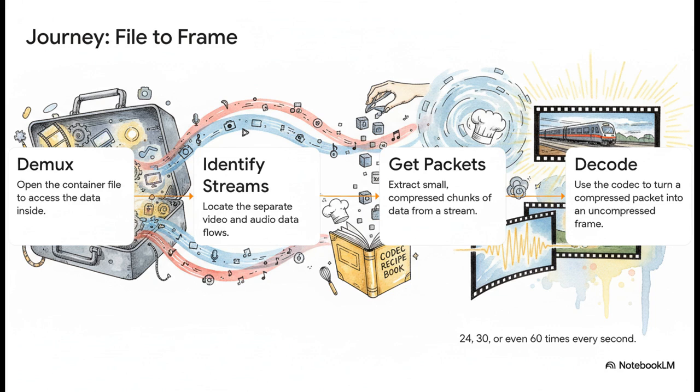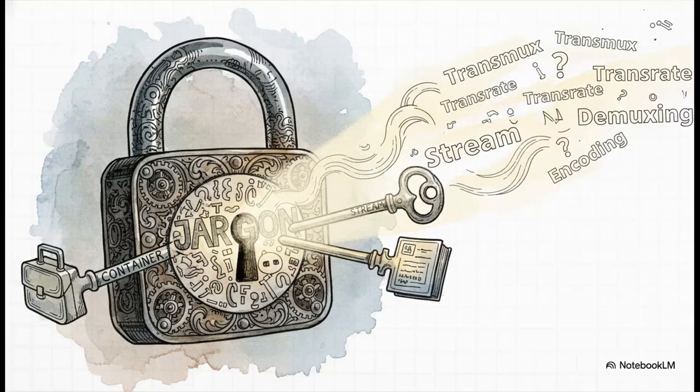And here is the absolutely critical step. It uses the correct codec, the recipe, to decode each packet, turning that compressed bite back into an uncompressed, full-size piece of the picture. The result is one single image, a frame. And your player does this 24, 30, even 60 times every single second to create that illusion of smooth motion. It's incredible. So now you actually have the basic vocabulary: container, stream, and codec.